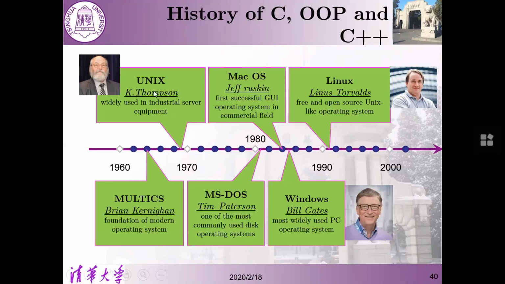So after Unix, actually there are some Mac OS and Windows and Linux. Linus is another great guy, I think, and he invented this open source Unix-like operating system. And he is also the author or father of Git and GitHub, okay?